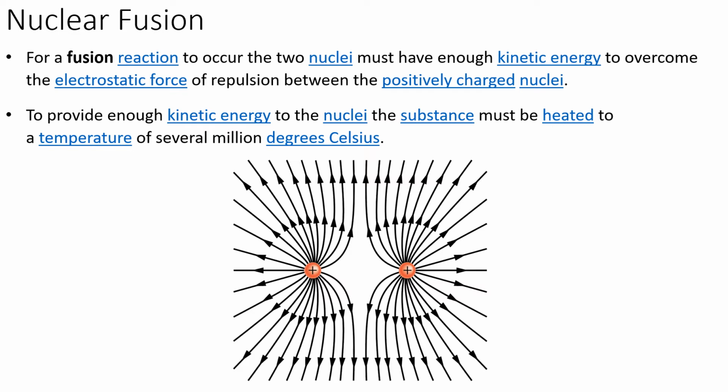Now, this is a key phrase that you need to know for your examinations. A common question that comes up in all exam boards is, explain why high temperatures are needed for nuclear fusion to occur. The answer is to say, to overcome the electrostatic force of repulsion, that's 1 mark, between the 2 positively charged nuclei, and that's your 2nd mark.